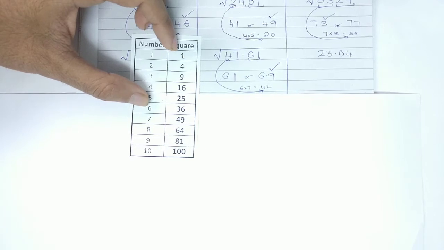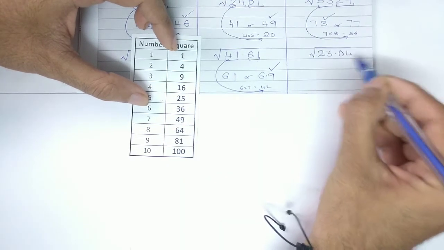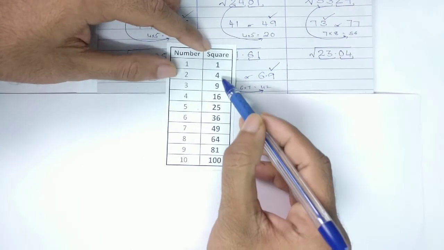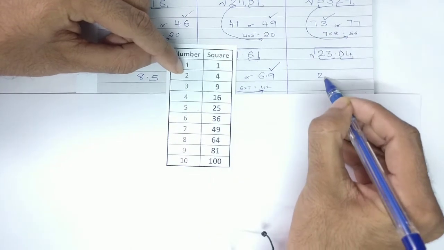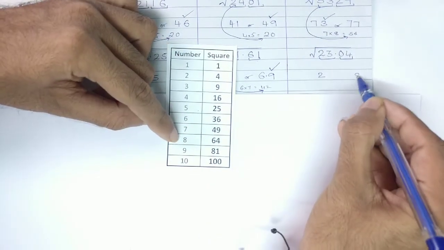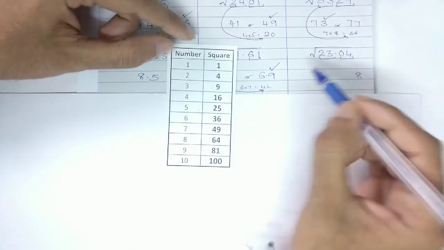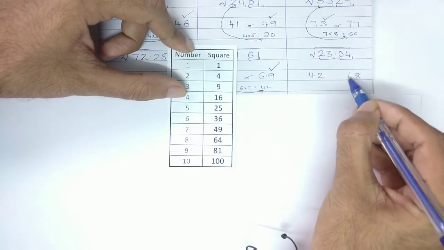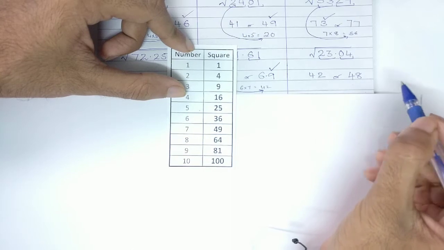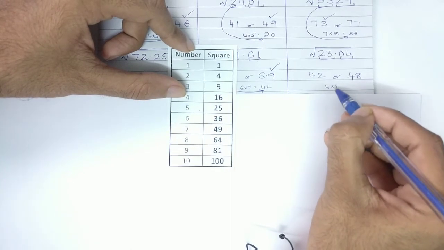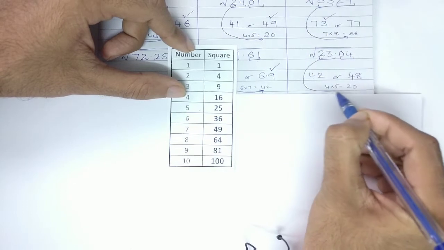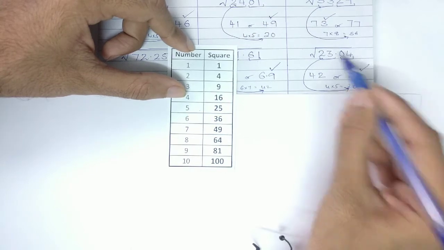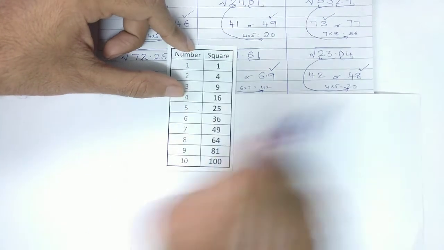This is 23.04. So we'll put a root sign, make them into a pair, and the number ends with 4. So if it is ending with 4, the number can be either 2 or it can be 8. Okay, 23 fits in somewhere over here, so I have to consider 4. So either it is 42 or 48. After 4 comes 5, which is 20. Is 23 greater than 20? Yes. So the number is 48. But there's a decimal point here, so it is 4.8.